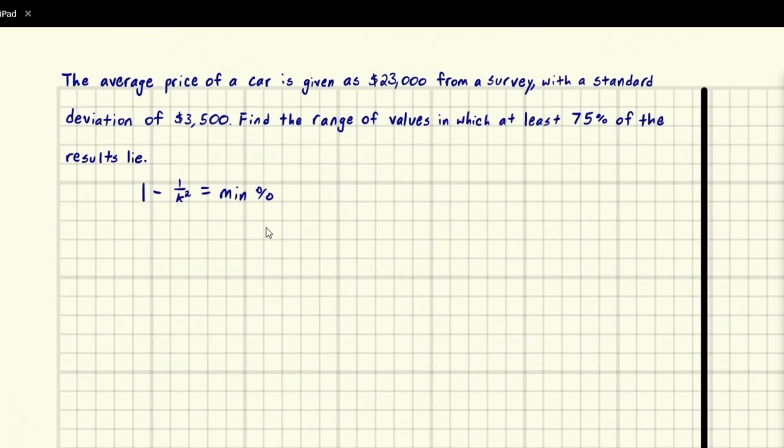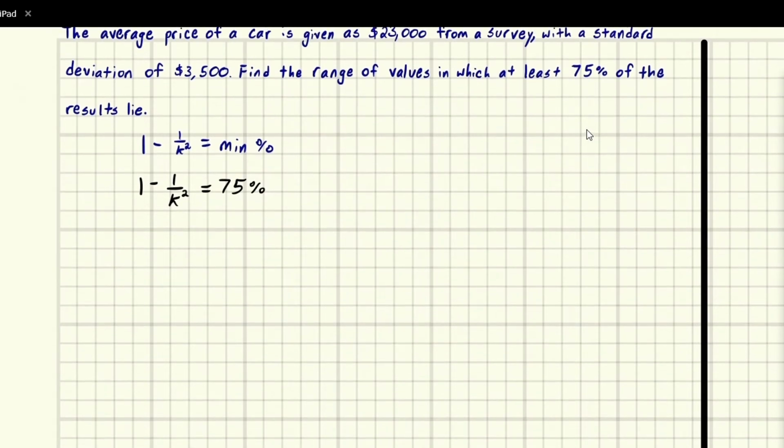So we say, okay, the average price is $23,000 and the standard deviation is $3,500. We want to find it for at least 75%. So that means that we want this minimum percentage, 1 minus 1 over k squared, to equal 75%. Now, just think about, ignore this right now. Just think about this. Okay, we've got 1 here, and we want to go to 75%.